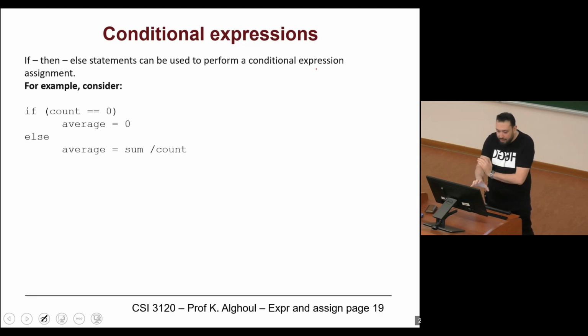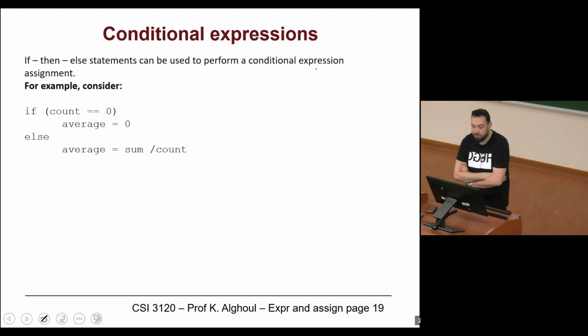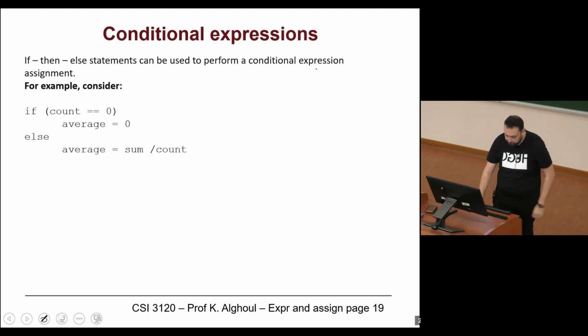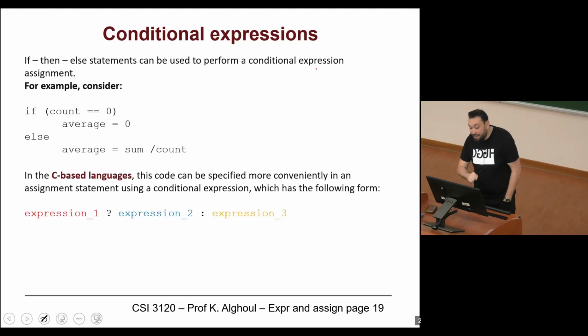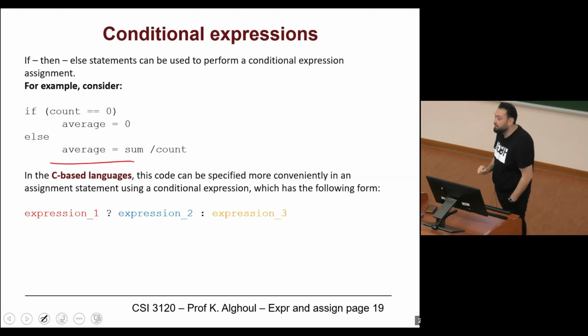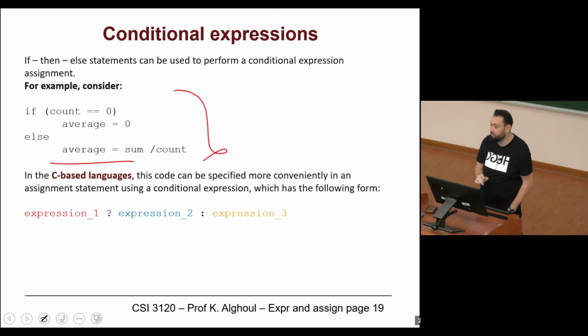Now, I have this program. If count equals 0, average equals 0, else average equals sum divided by count. In the C-based languages, you can write this whole thing in one line. Why? First, fewer lines of code, right? Maybe faster. There are different things. We're going to look at the design advantages and disadvantages. But how can you turn this into one line using this rule?